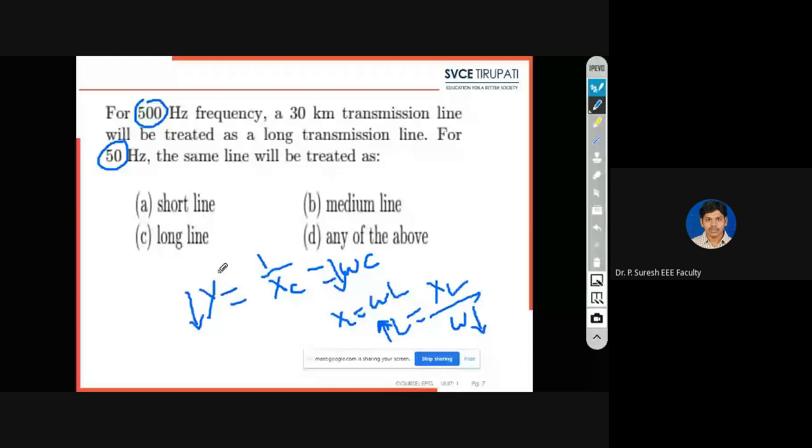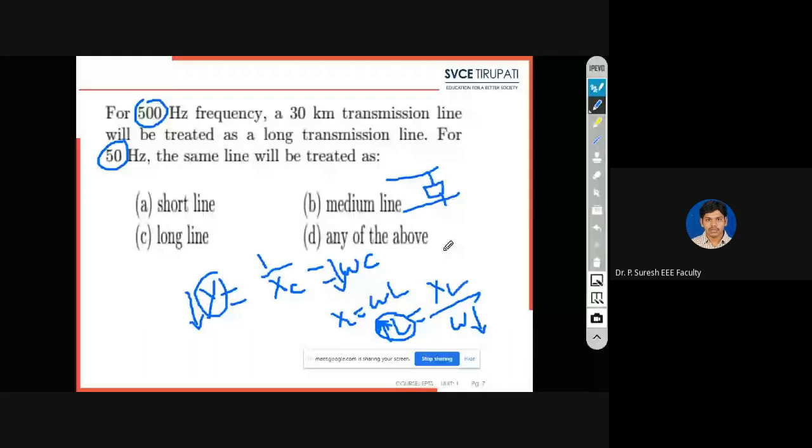So if we take a short transmission line, capacitance is negligible. Frequency is lower, so capacitance effect decreases. So, XC equal to 1 by omega C and C equal to 1 by omega XC. And see here, this is one last one.